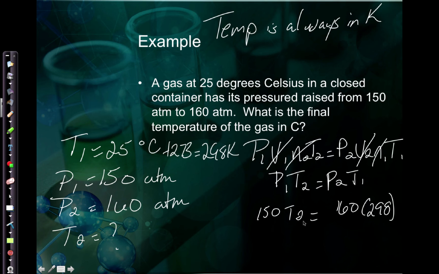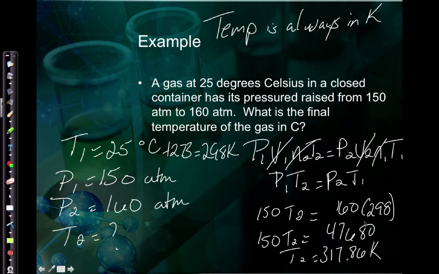All right, so I'm going to multiply these out. I get 47,000. Divide out my 150. So my T2 would be 317.86. And this is going to be in Kelvin, but the problem is asking for Celsius. So I'm going to take my temperature of 317, and then I'm going to subtract 273. And then that's going to give me my new temperature in Celsius. So it's 44.8 or 45 degrees Celsius if I round to sig figs. All right, so let's look at another one.